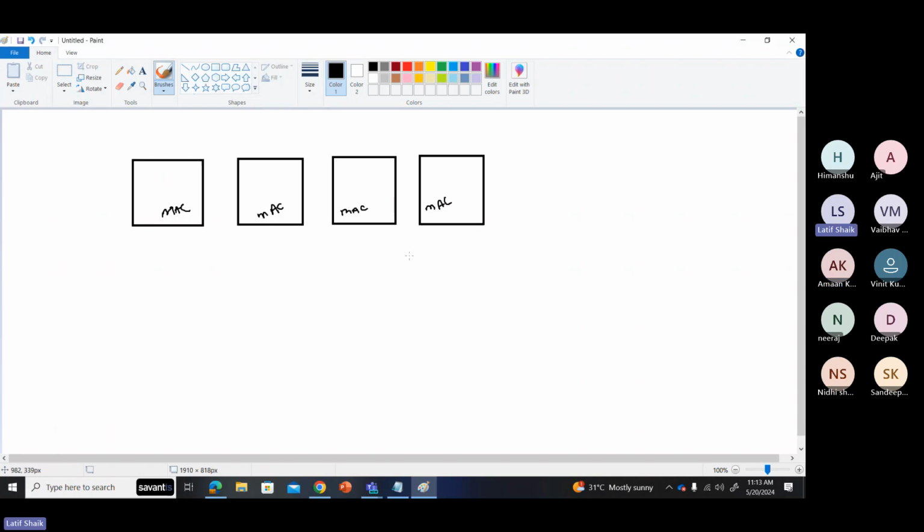Like I have 4 systems. With the MAC address, I cannot divide these systems logically. Physically, I have to divide it. Logically, I cannot divide. But with an IP address, I can divide these devices logically, by defining the network identity.